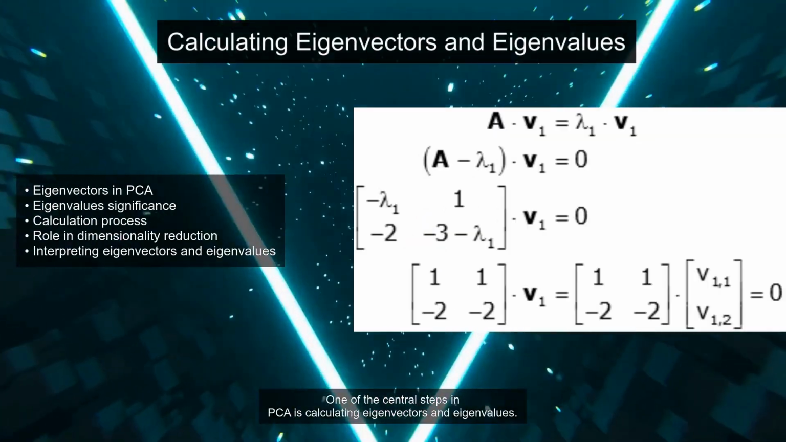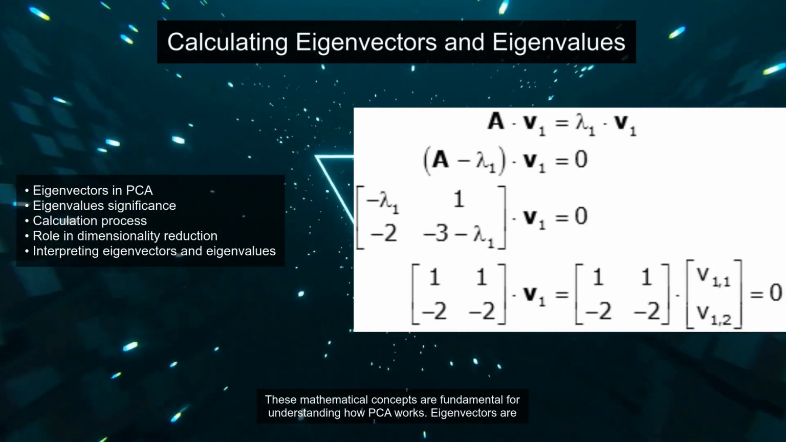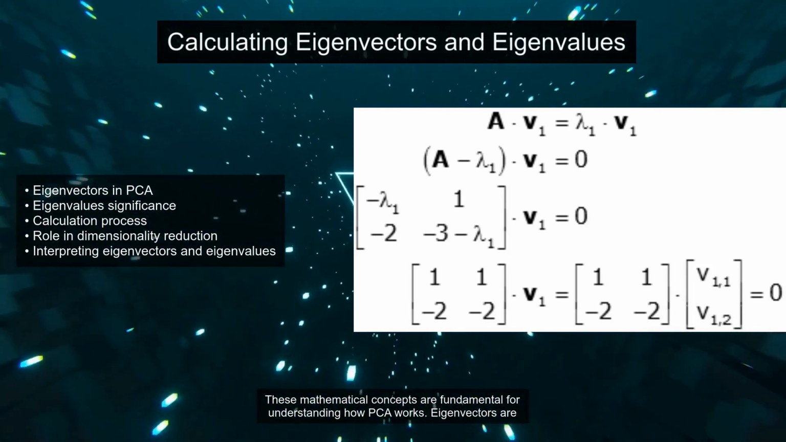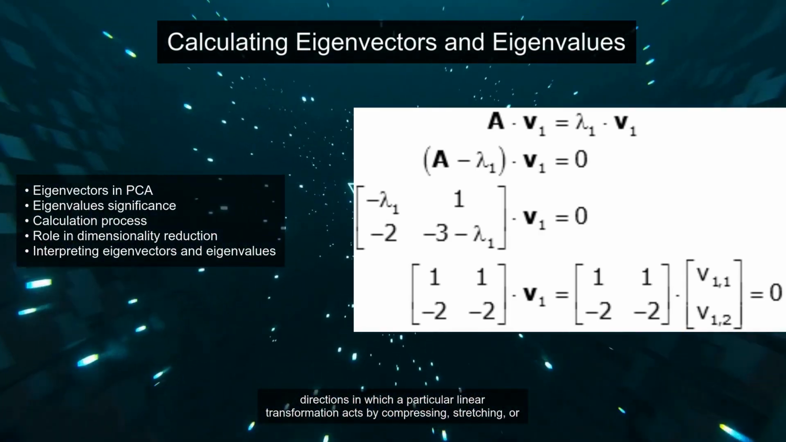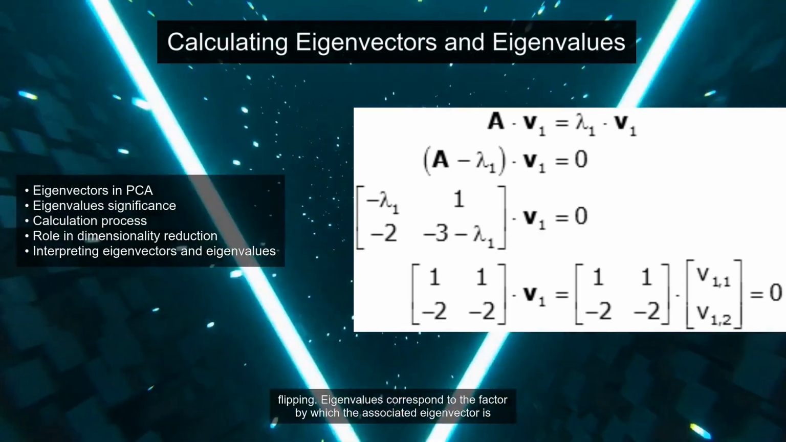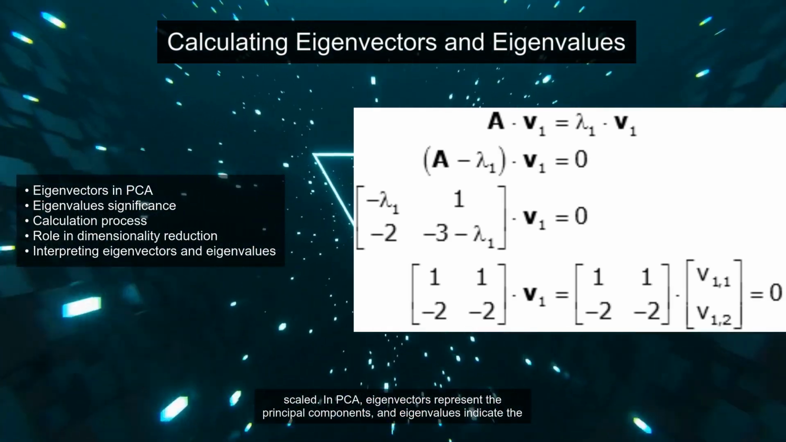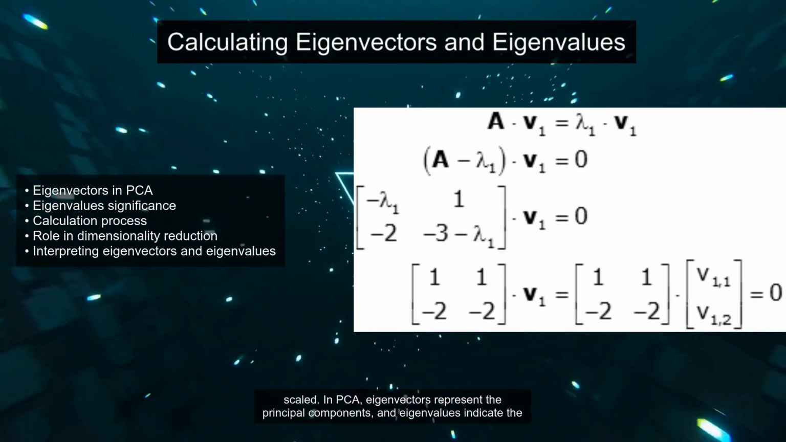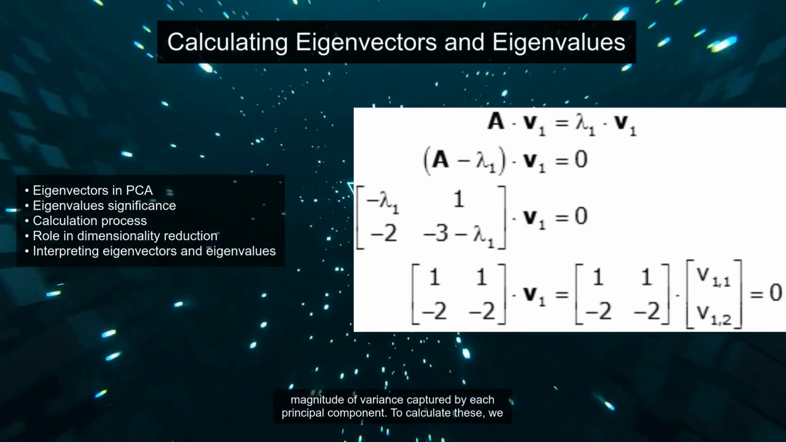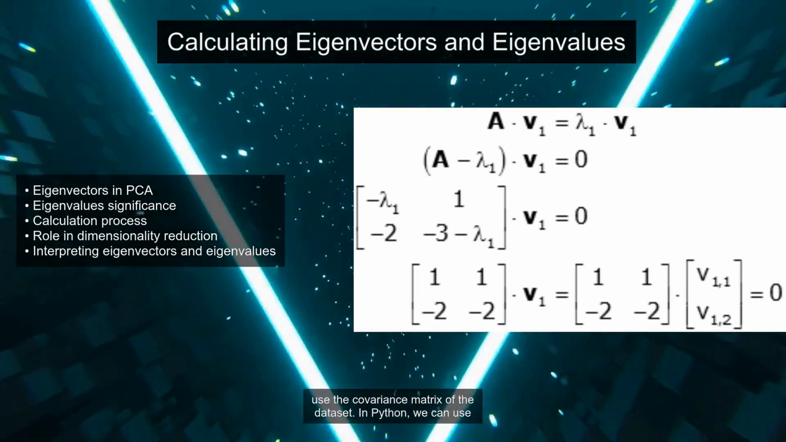One of the central steps in PCA is calculating eigenvectors and eigenvalues. These mathematical concepts are fundamental for understanding how PCA works. Eigenvectors are directions in which a particular linear transformation acts by compressing, stretching, or flipping. Eigenvalues correspond to the factor by which the associated eigenvector is scaled. In PCA, eigenvectors represent the principal components, and eigenvalues indicate the magnitude of variance captured by each principal component.